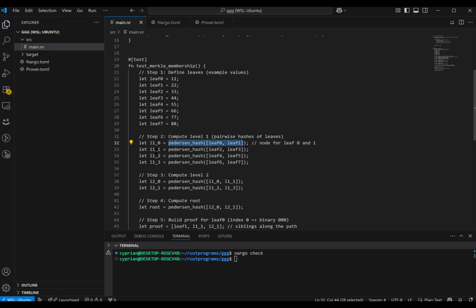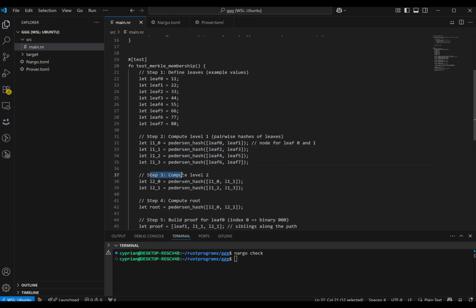11_1: there you are hashing F2 and F3, leaf F3 and leaf F2. Then you hash leaf F4 and F5, all the way up to F6 and F7. So you are done with 11_0, 11_1, 11_2, 11_3.